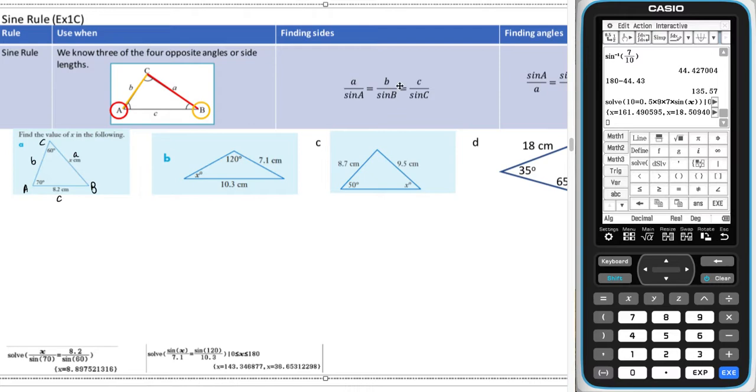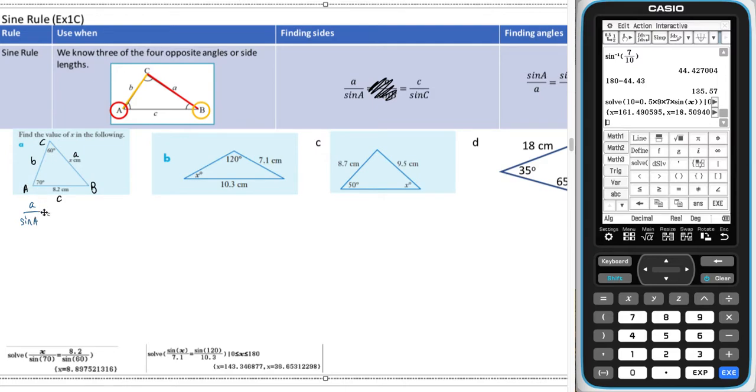See how we have 2 equations, 2 equal signs here. We're not going to be using the sine B over b or b over sine B part. So you can just ignore this chunk and we're only going to be looking at this. So we write that in: a over sine A is equal to c over sine C. And then we substitute the values in accordingly.